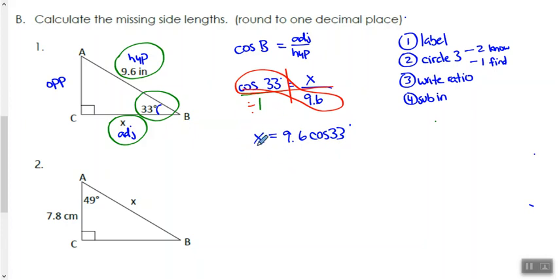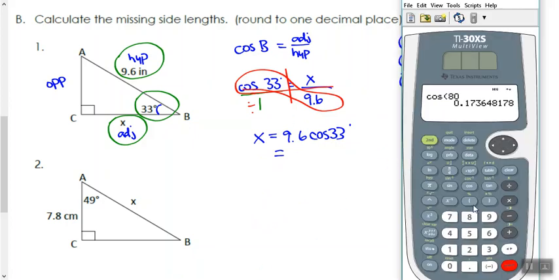Okay, so remember from our sine lesson, try to write 9.6 out in front instead of behind. It's just easier when we put it into our calculator. It just makes less mistakes. So in our calculator, 9.6 times cos of 33. And we get 8.0512, so on and so forth.